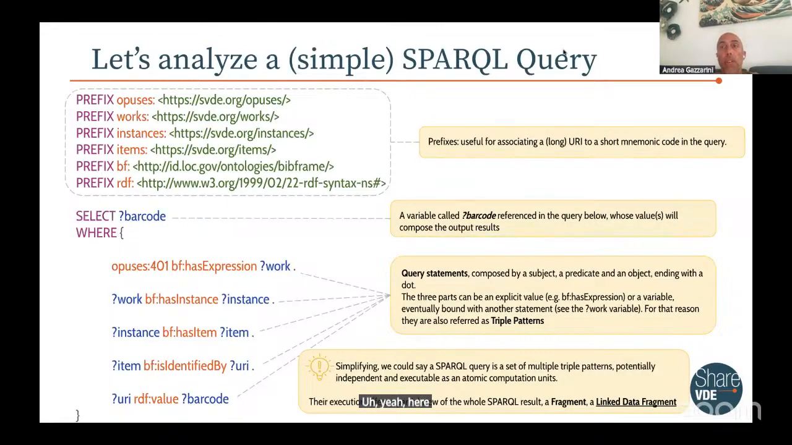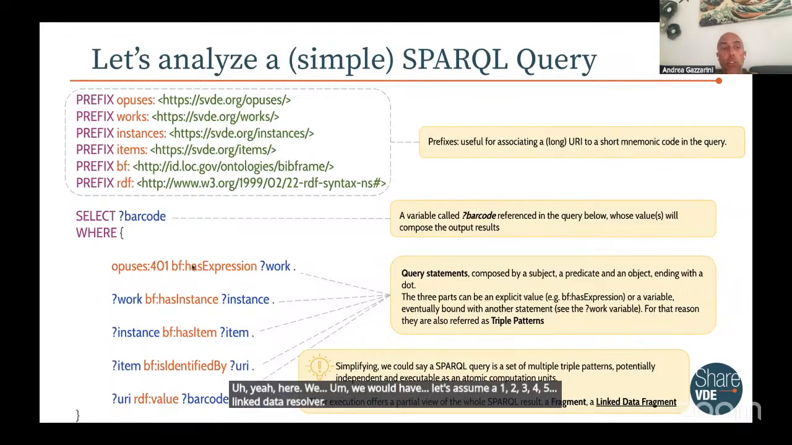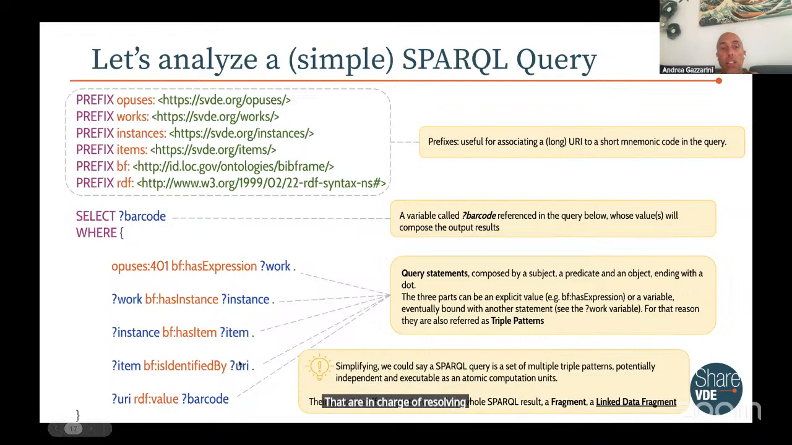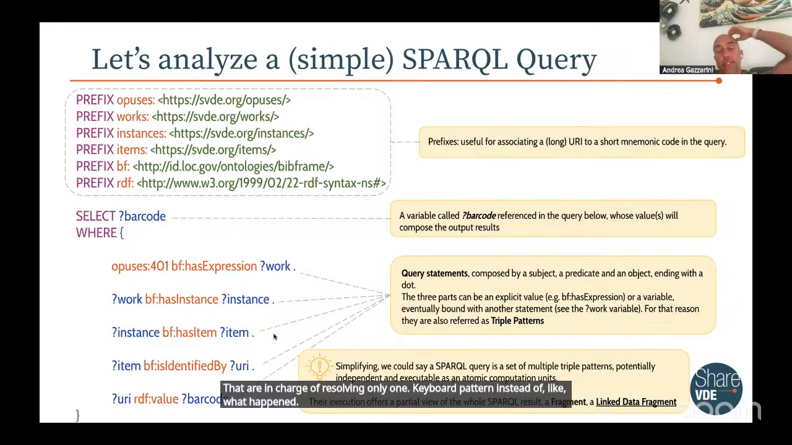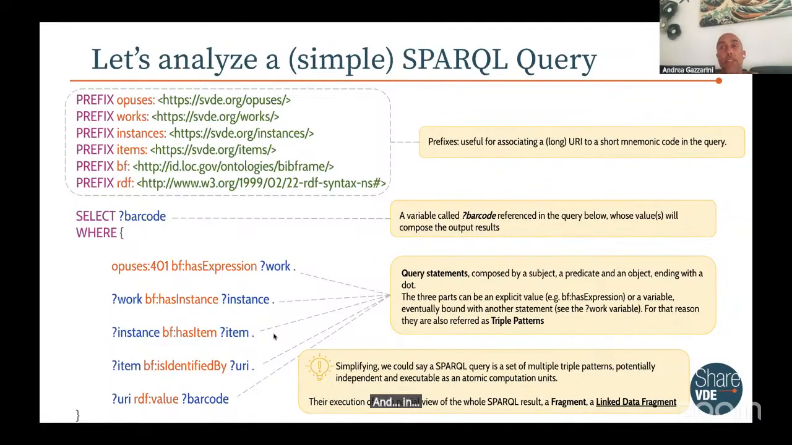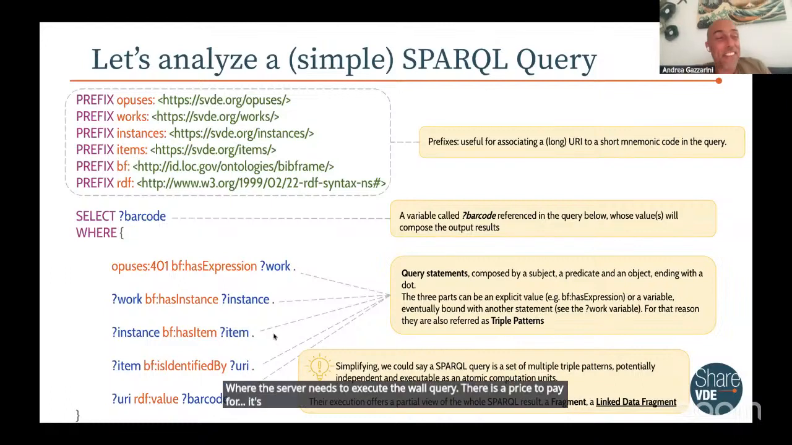here we would have, let's assume, 1, 2, 3, 4, 5 linked data resolvers that are in charge of resolving only one triple pattern, instead of what happens in a monolithic RDF store, where the server needs to execute the whole query. There is a price to pay.